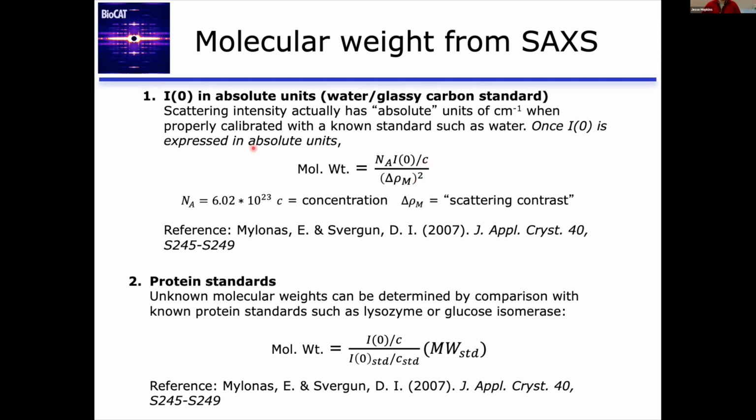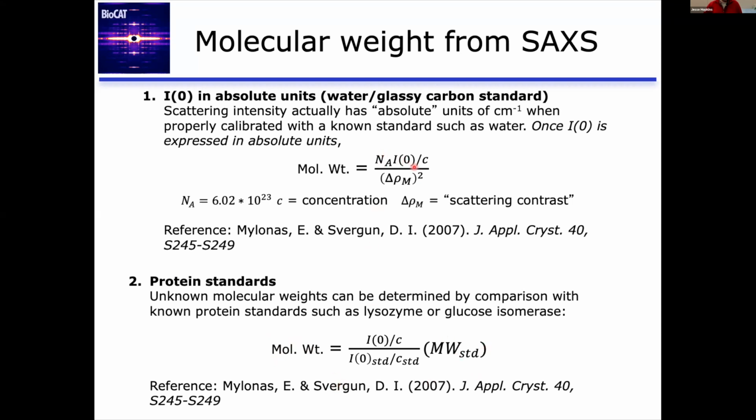So this is one approach. Even if you don't have the intensity in absolute units, you can measure a known standard on the beamline, like lysozyme or glucose isomerase, something that's very well behaved and monodisperse and has a known molecular weight. And then if you take the ratio of the I of 0 over the concentration for your unknown protein and your standard protein, you can calculate the molecular weight of your unknown protein in this fashion.